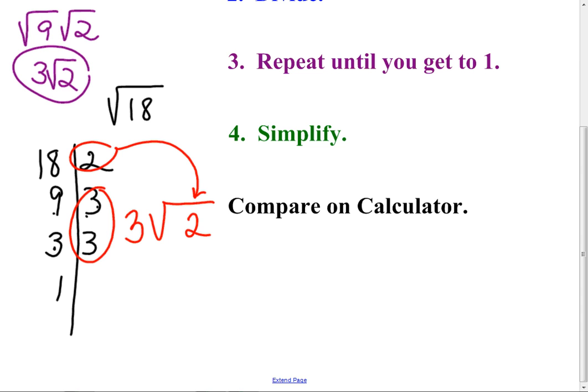The other way to do it is to figure out the biggest perfect square that divides into that number. I like both ways, but this way I think is pretty easy. We have to find all the matches.